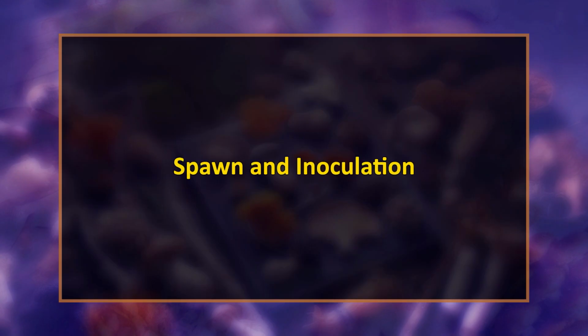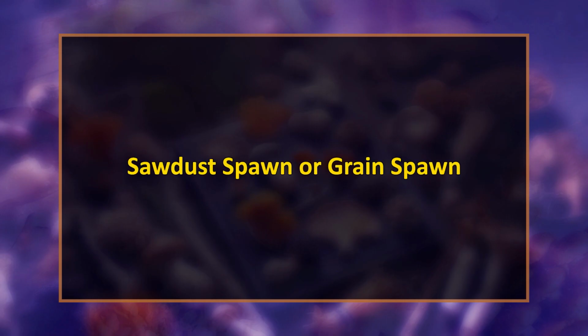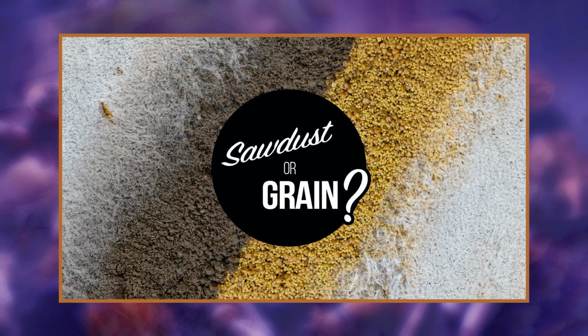Let's now talk about the spawn and inoculation. First, let's talk about spawn type. Sawdust spawn or grain spawn. Both are common. They must be evenly mixed into the sterilized substrate under aseptic conditions.